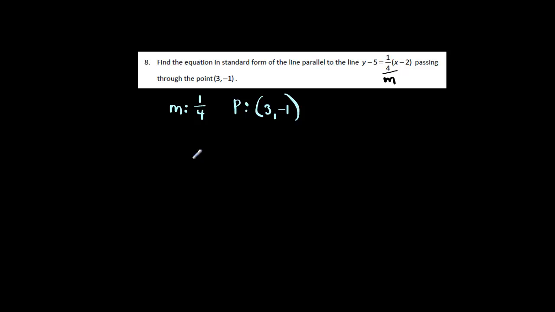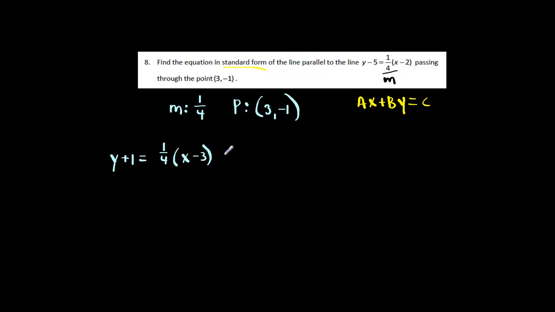So what we're going to do is start with point slope form. So y minus y1, so y plus 1 equals the slope times x minus x1. So that's the answer in point slope form, but they want it in standard form. That means they want it in ax plus by equals c.